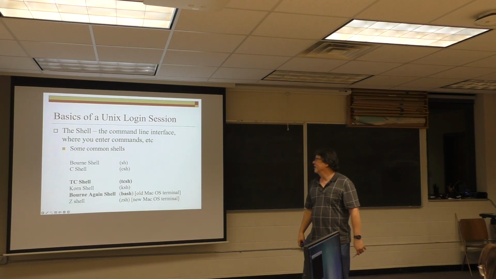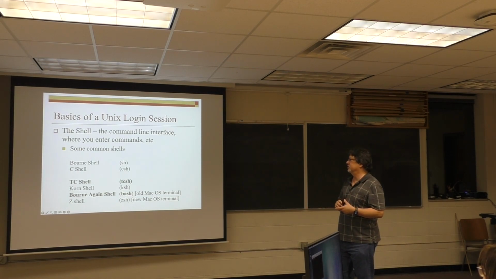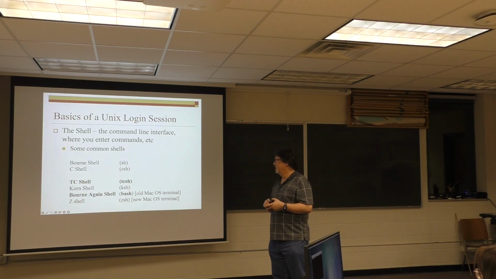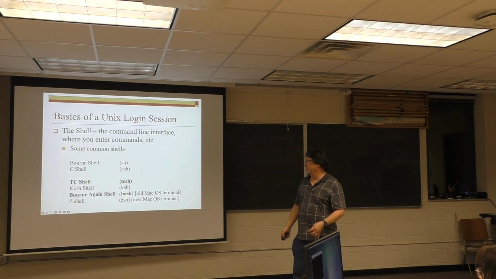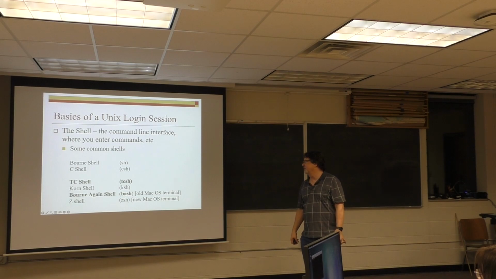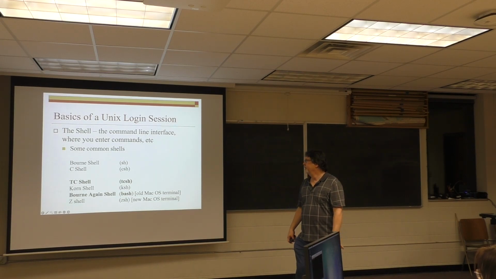Okay, so the shell. When you first log in to Unix on the command line, when you open a terminal on one of these machines, the command line interface where you do stuff is called the shell. Some common shells that you'll run into: the original two that were first written with Unix were the Bourne shell, usually abbreviated sh, and the C shell, abbreviated csh, which tends to have a little bit more C programming language-like syntax.